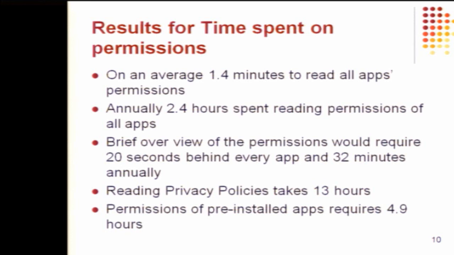Some highlights for the results for time spent on permissions. For a user to realize the complete capability of an application, they have to spend at least 1.4 minutes reading all permissions of an app. Then annually they have to spend about 2.4 hours to read permissions and their details. The brief overview will still require about 20 seconds for every app, and 32 minutes annually for just going through the brief description. Then privacy policies would take around 13 hours annually.